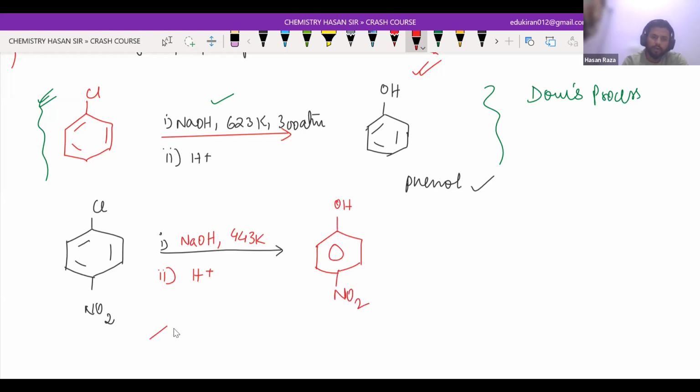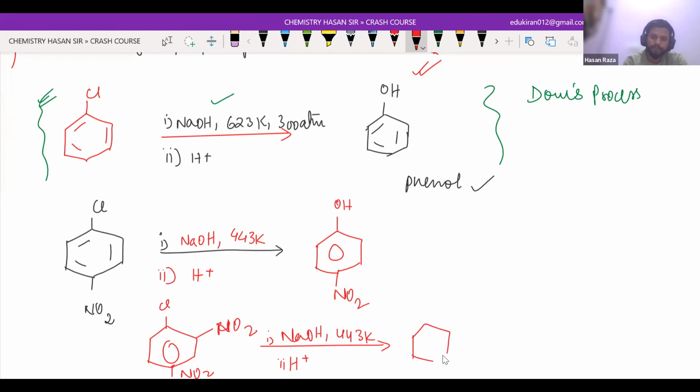And if you want to make it more reactive, then you add two NO2 groups. This is your second NO2, and the first NO2 was there. So again, NaOH, 443 Kelvin and H2O, and you will be getting dinitrophenol. This will be replaced by OH.